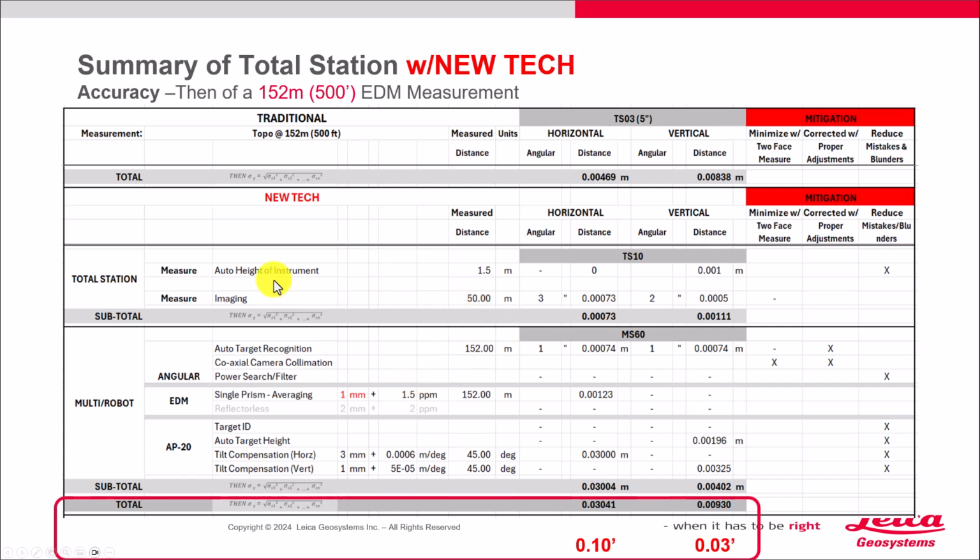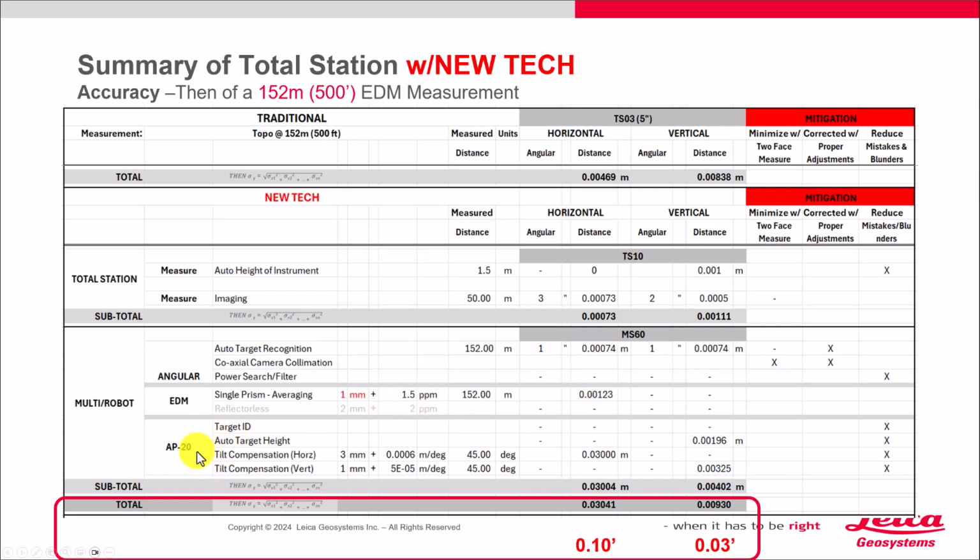Well, if you come in here and we do the new technology, we have the auto height of the instrument, and let's say it's only 1 millimeter, which is what this told us at 1.5 meters height. If we use the imaging, we had that 3 seconds and 2 seconds. Auto target recognition: now at 152 feet, we have some values here at 1 second. Power search and filter, coaxial collimation, we're going to assume that we've adjusted that out. Single prism averaging, that's 1 millimeter.